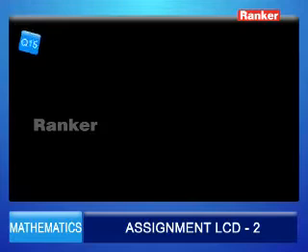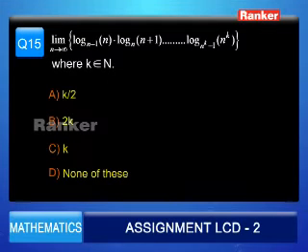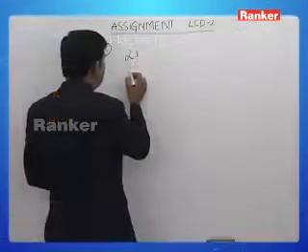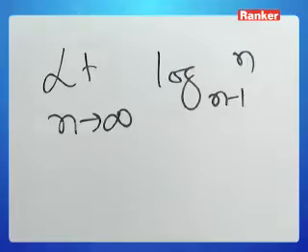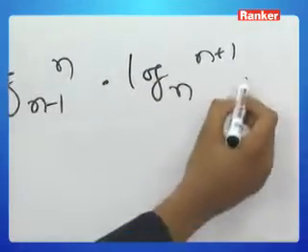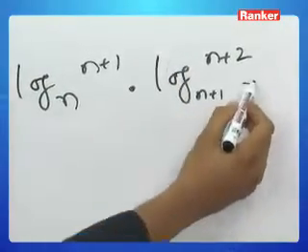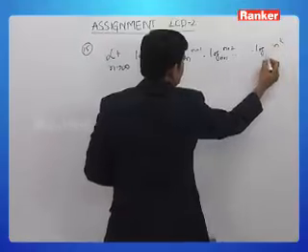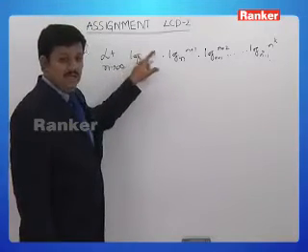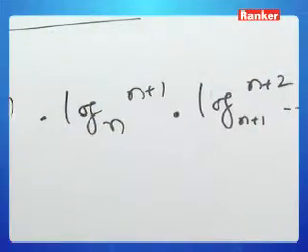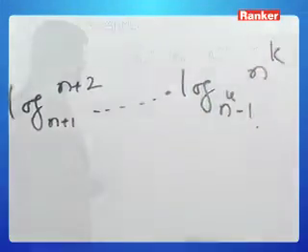So answer is B. Next question, evaluate the limit as n tending to infinity of log of n to the base n minus 1 into log of n plus 1 to the base n into log of n plus 2 to the base n plus 1, and so on up to log of n power k to the base n power k minus 1.